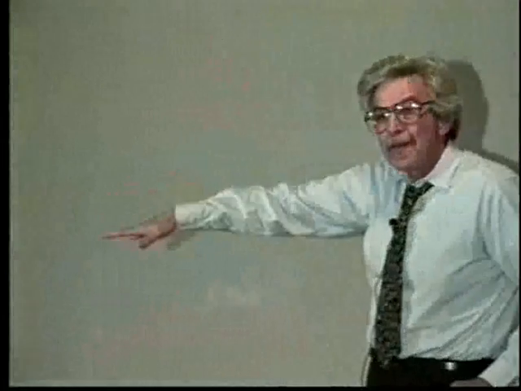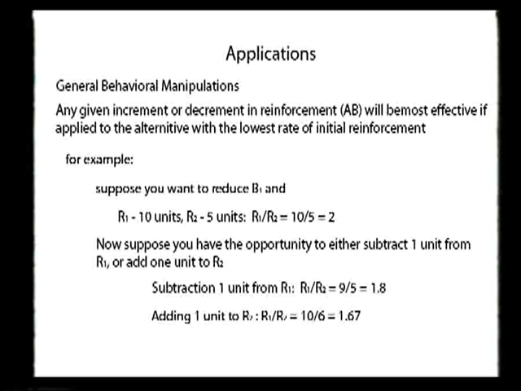What does matching say about how to do that? Okay, I'm going to read this slide. I'll read it a little slowly. General behavioral manipulation. Any given increment or decrement in reinforcement, delta R. Let's say you had the power. Don't say you do, but maybe you did. You had the power to vary reinforcement by some fixed amount.